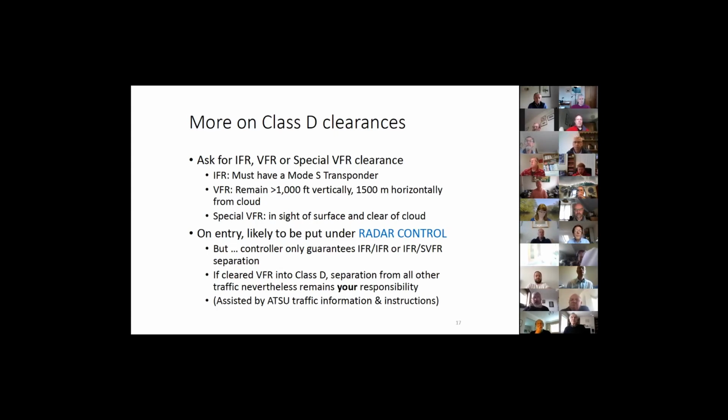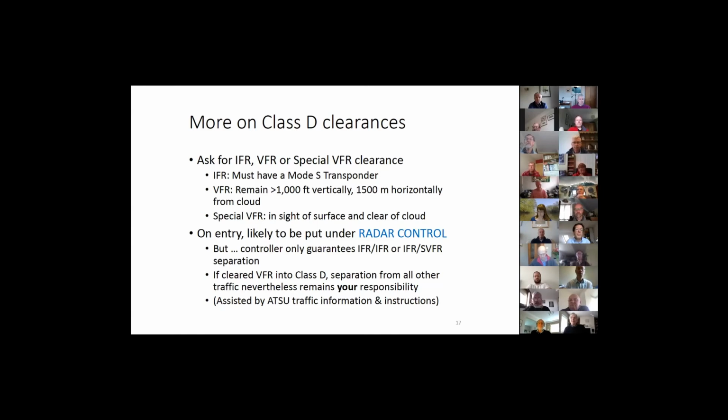Your clearance will be either IFR, VFR or special VFR. You're only going to get an IFR clearance if you have a Mode S transponder. That's mandatory to have a Mode S transponder to fly IFR inside Class D controlled airspace. If you don't have a transponder, your choices are either VFR or special VFR. On a good gliding day, there are visibility requirements, but on any good gliding day, they will be met.